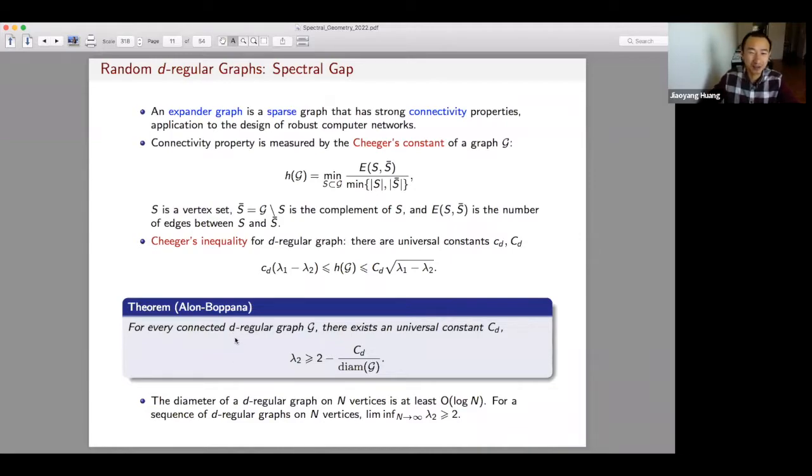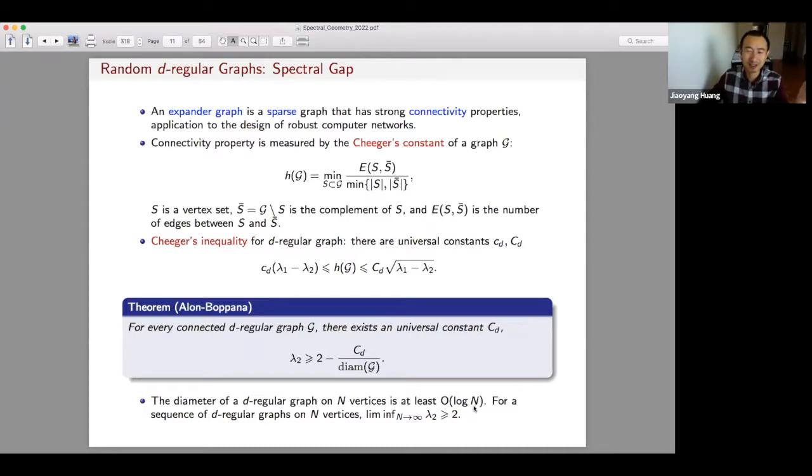They showed that for any connected d-regular graph, the first largest eigenvalue is given by the degree d, and with our normalization it will be d over square root of d minus 1. And the second largest eigenvalue is lower bounded by 2 minus some constant over the diameter of the graph. If the number of vertices n goes to infinity, the diameter will be at least of order log n.